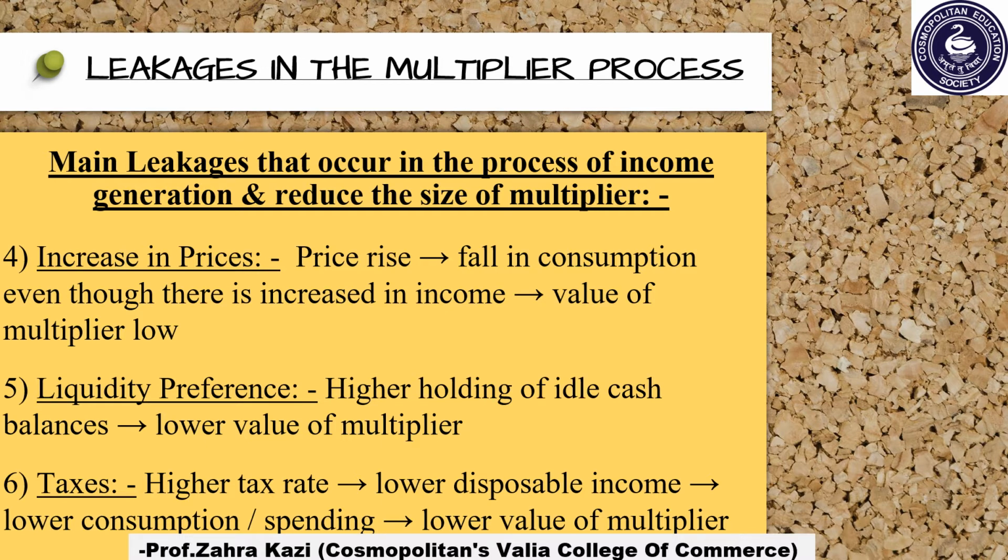Thus, if the government imposes higher tax, it will result in fall in the disposable income. Thus, falling the consumption or saving or spending levels, thus further leading to a lower value of multiplier.